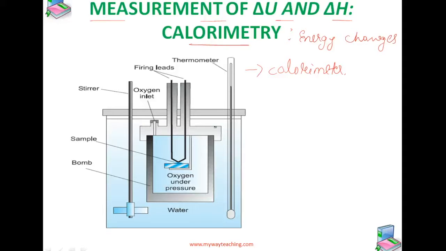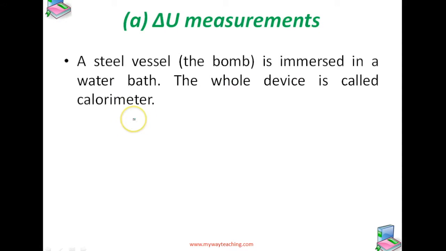Measurements are made under two different conditions, that is, at constant volume, QV, and at constant pressure, QP. The first one is the delta U measurement, as shown in this figure of the bomb calorimeter.